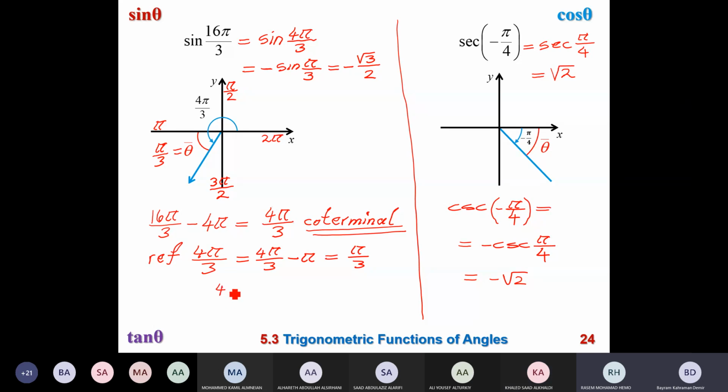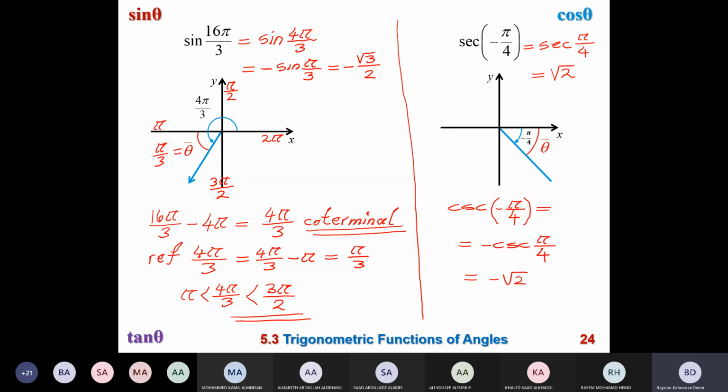4 pi over 3 is clearly greater than pi, but less than 3 pi over 2. So it is not going to the fourth quadrant. It is stopping in the third quadrant. Are you sure you understood this part? 4 pi over 3 is less than 3 pi over 2? If you are sure, then we can continue.